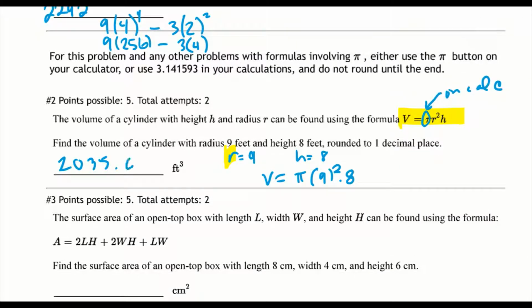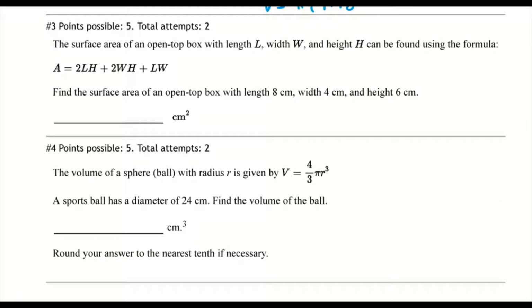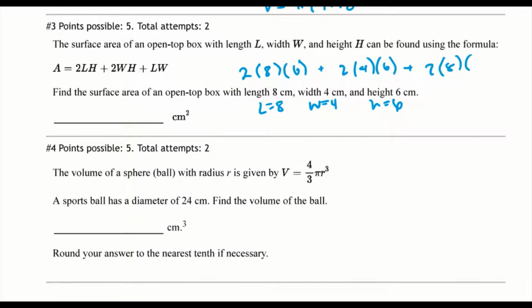Next we have surface area. So again, L equals 8. Width is W, so 4, height is H, so 6, and then plug those three numbers into my formula for surface area of an open top box. And I just caught that I made a mistake. I'd have too many 2's. So you're actually going to get a different answer for number 3.